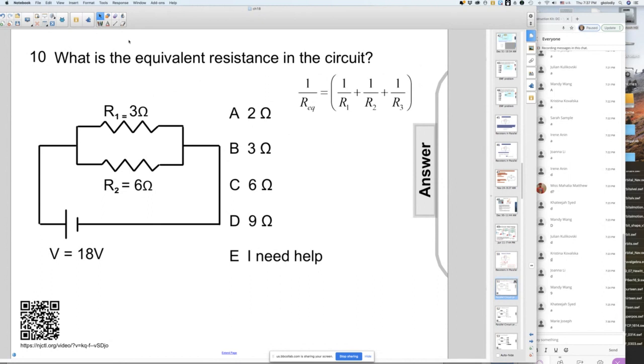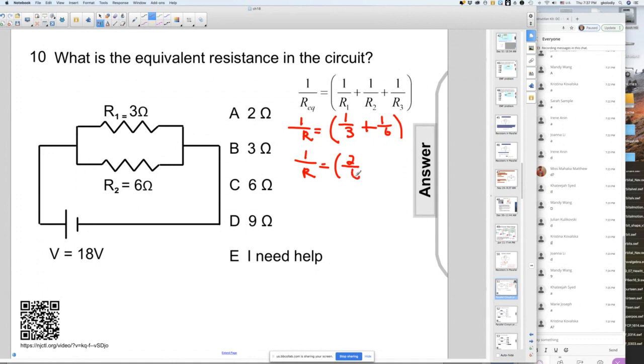So 1 over R is going to equal 1 over 3 plus 1 over 6. There's no R3 here, so you just have 1 over 6. So you have to add these up. And usually I try to give you numbers so you can find the common denominator. So 1 over R is the same as 2 sixths plus 1 sixth, which is 3 sixths, or 1/2.